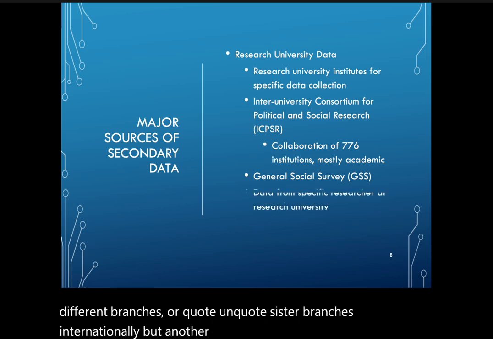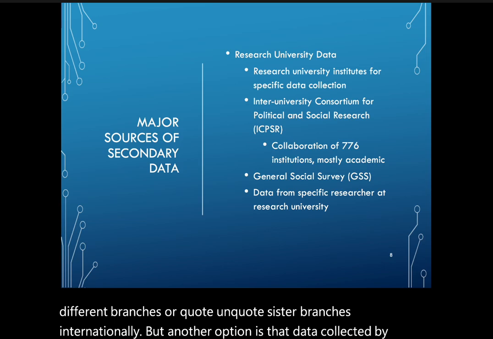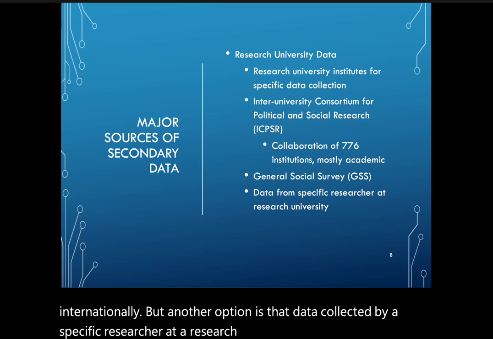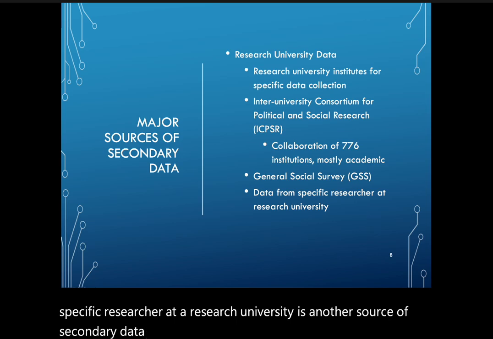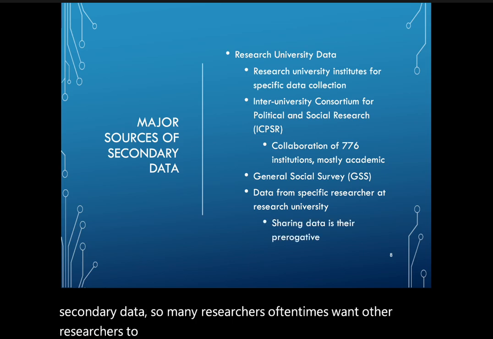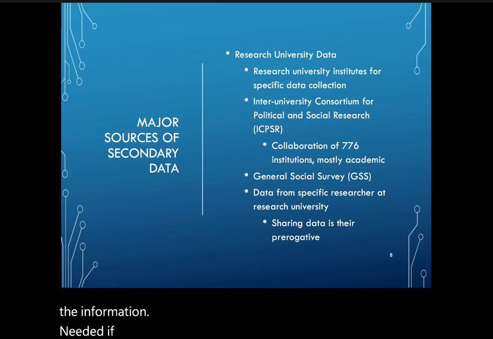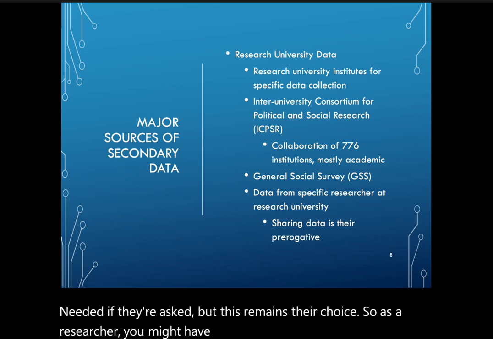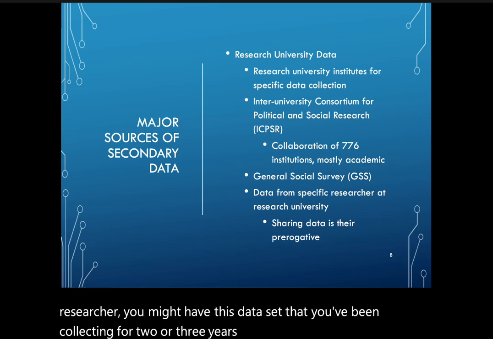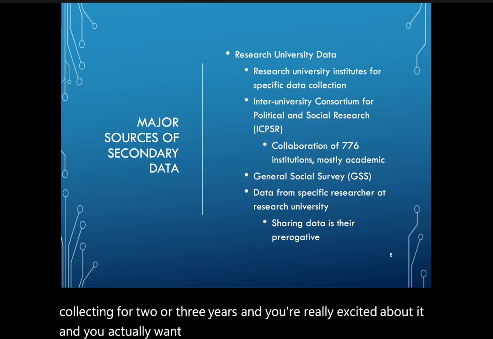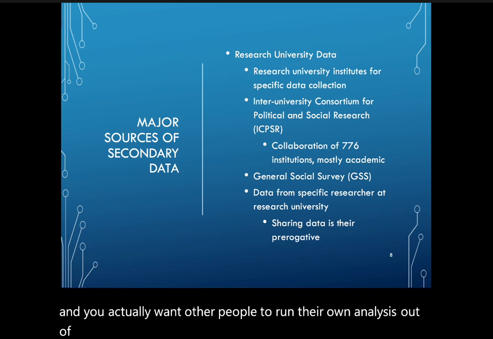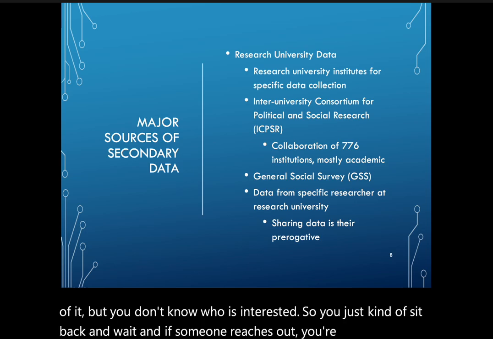But another option is that data collected by a specific researcher at a research university is another source of secondary data. Many researchers want other researchers to analyze their data and are eager to provide all of the information needed if they're asked. But this remains their choice. As a researcher, you might have this data set that you've been collecting for 2 or 3 years and you're really excited about it, and you want other people to run their own analyses on it, but you don't know who is interested. So you just sit back and wait. And if someone reaches out, you're like, yes, please do this, have this.